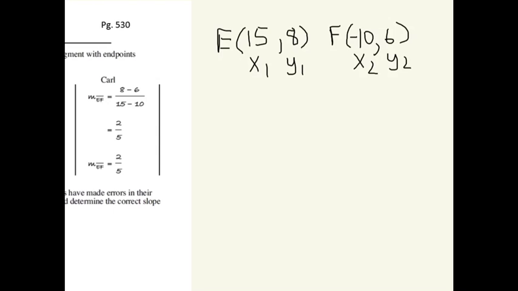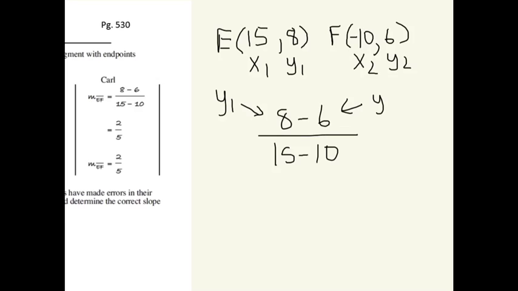Let's look at Carl's work. He has 8 minus 6 all over 15 minus 10. 8 is going to be your y1. 6 is going to be your y2. 15 is going to be your x1. And 10 is going to be your x2.